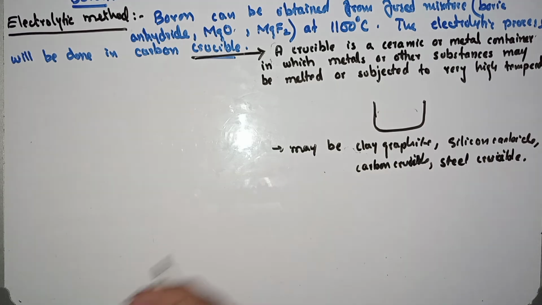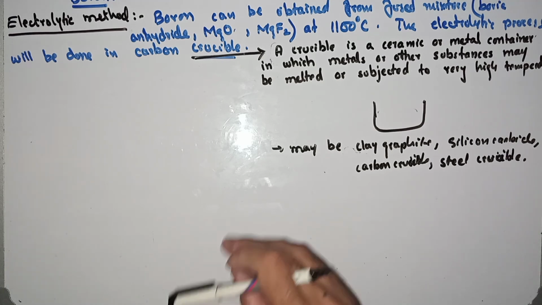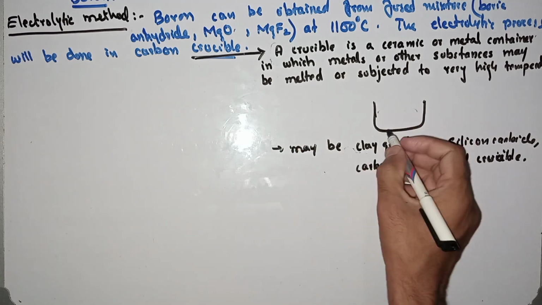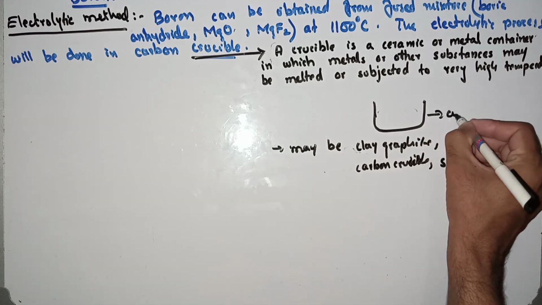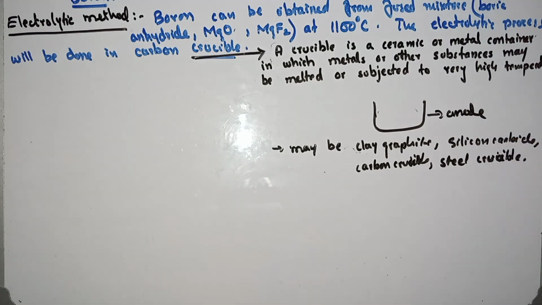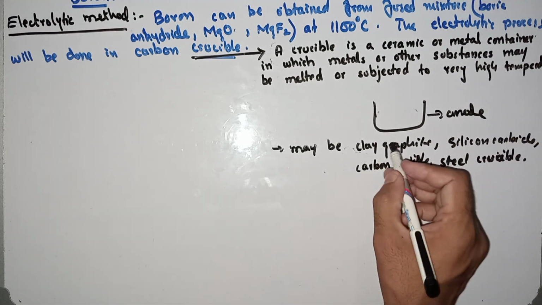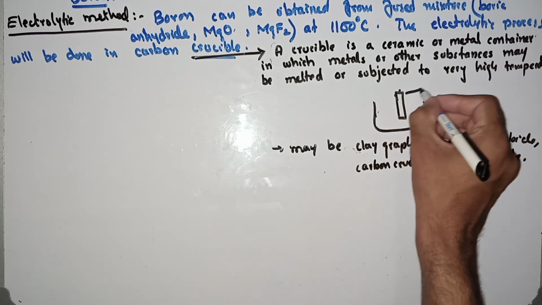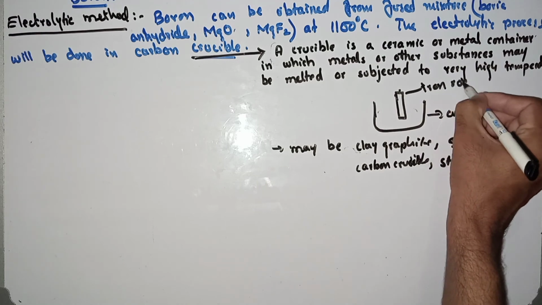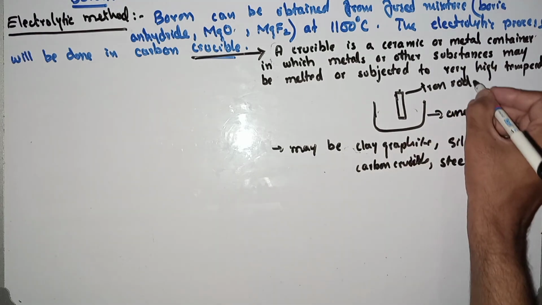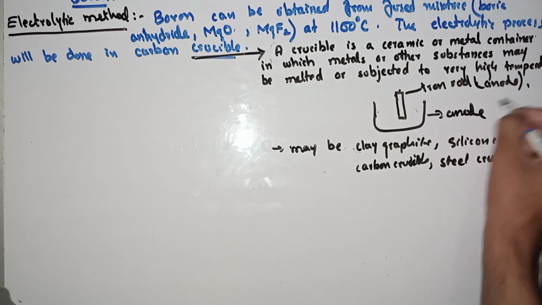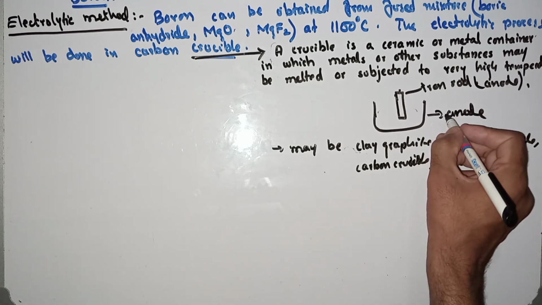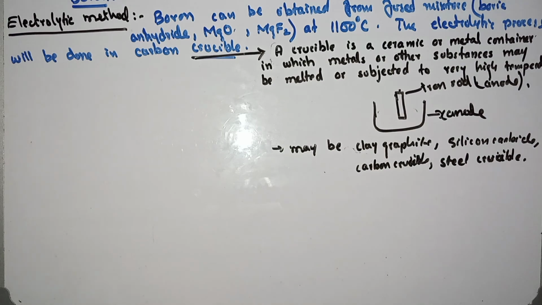when we add this mixture to the carbon crucible, the electrolysis is done in this crucible, which acts as an anode. Also, in this crucible section, the cathode will be used. The cathode will be an iron rod. Carbon crucible will be the anode, while the cathode will be the iron rod.